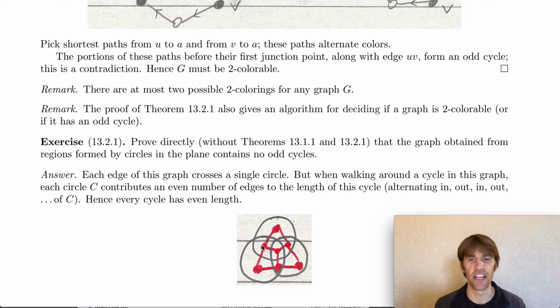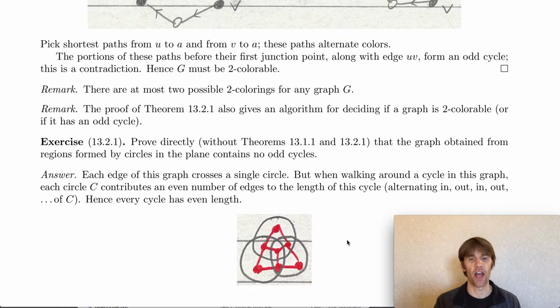Now, one way to prove this theorem would be to use prior results. We proved in theorem 13.1.1 that this graph is two colorable, and then in this most recent theorem 13.2.1, we proved that if a graph is two colorable, then it contains no odd cycles. Therefore, this graph in red has no odd cycles. However, let's also give a direct proof.